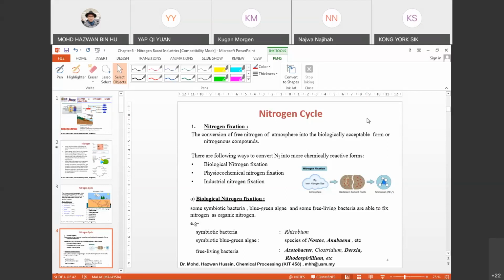Okay, the types of symbiotic bacteria will be like Rhizobium. The symbiotic blue-green algae, you can have like Nostoc, Anabaena, and then the free-living bacteria: Azotobacter, Clostridium, Derxia, Rhodospirillum, and others. So all these are examples of bacteria that can convert nitrogen gas into organic nitrogen.